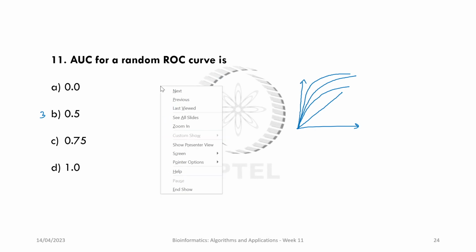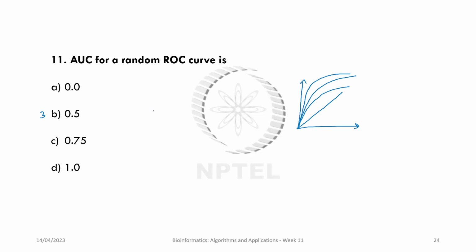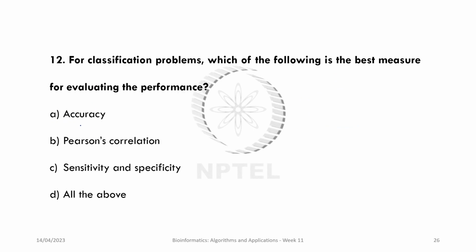So the one that is random will be in the middle here somewhere, where it is 0.5. Area under the curve will be half of the entire. Given the options, it can't be 0, not 1, not 0.75. So you have to go with 0.5, which is more or less reasonable for a random ROC, right.